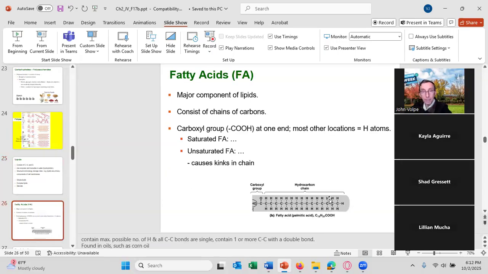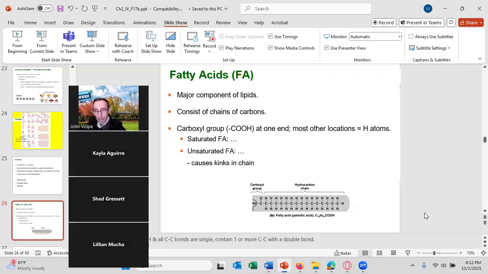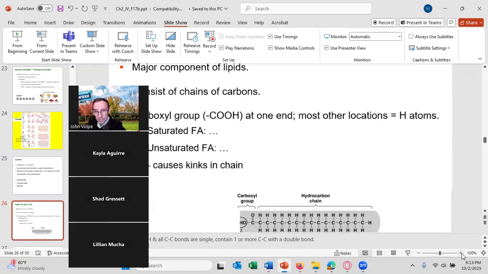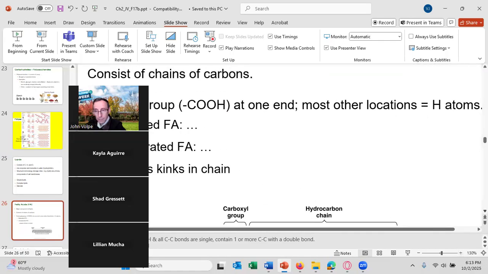A simple lipid is like a fatty acid. It's a major component of many lipids. It consists of a long chain of carbon and hydrogen. Let me blow that up here and then scroll down to it.